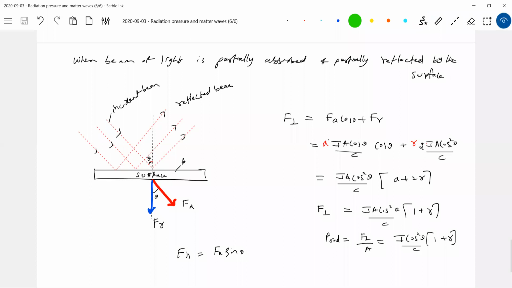So the concept is simple, no? The incident photon here will exert a force like that. The reflected photon also will exert a force. So the horizontal force will get cancelled out. Only the net force will be downward due to reflection. Due to absorption, it will be in the direction of the incident beam. Due to reflection, it will be only along the normal, not along the incident or reflected. This is the normal.